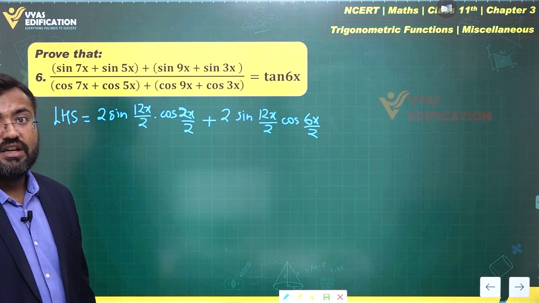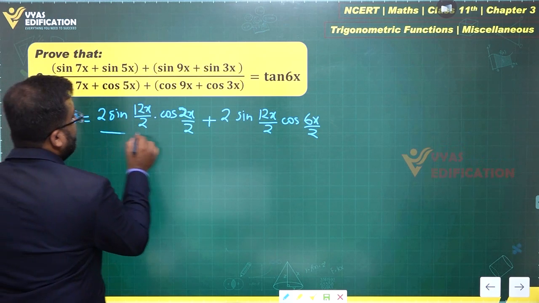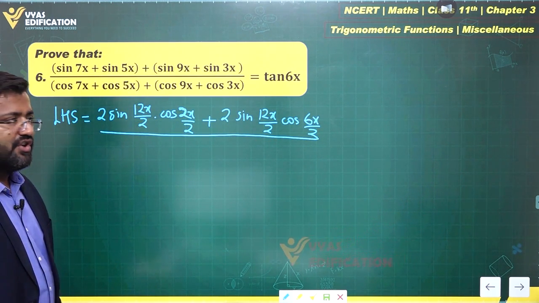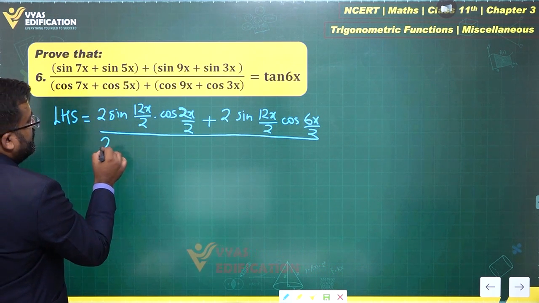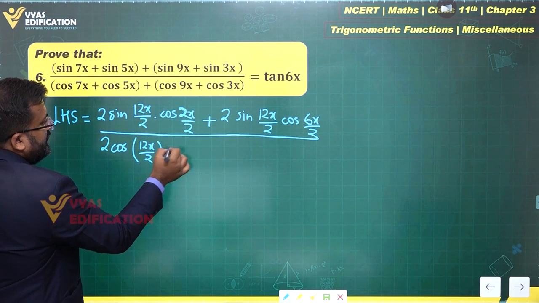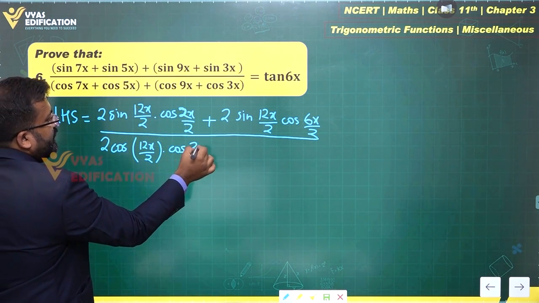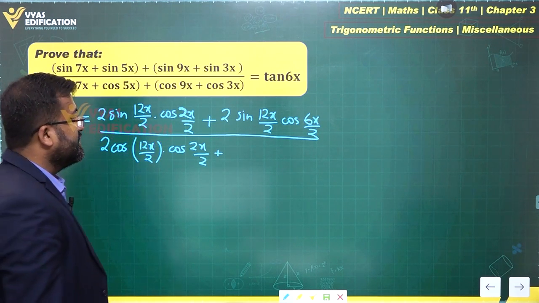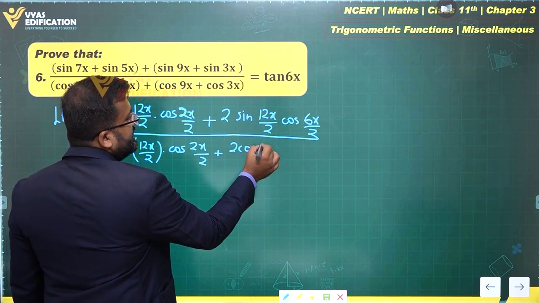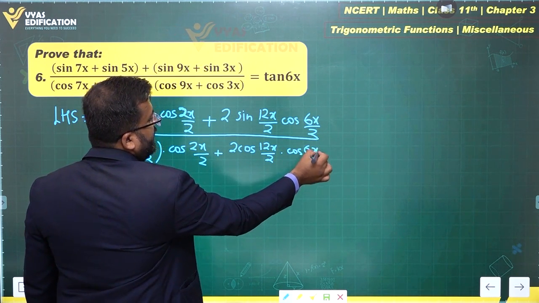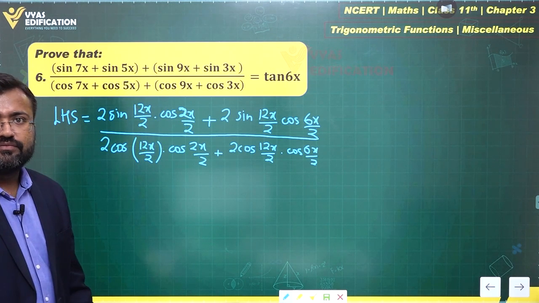Is that okay? Yes. What you have in the denominator is simple. Cos C plus cos D. What's that? Cos C plus cos D is 2 cos of C plus D by 2 cos of C minus D by 2. Plus what next? This is again cos C plus cos D, which is 2 cos of C plus D by 2 and cos of C minus D by 2. The angles are similar, right? That's what you have. Is that okay?